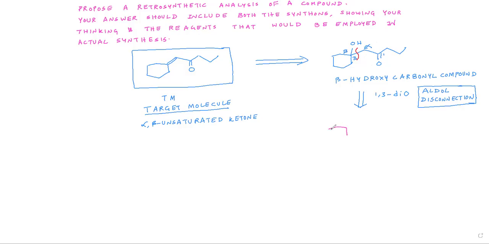So what are the synthons we are getting? We are getting this, with OH plus, and then minus CH2 C double bond O CH2. So these are the synthons. This is what we call an A1 synthon, and this is what we call a D2 synthon.